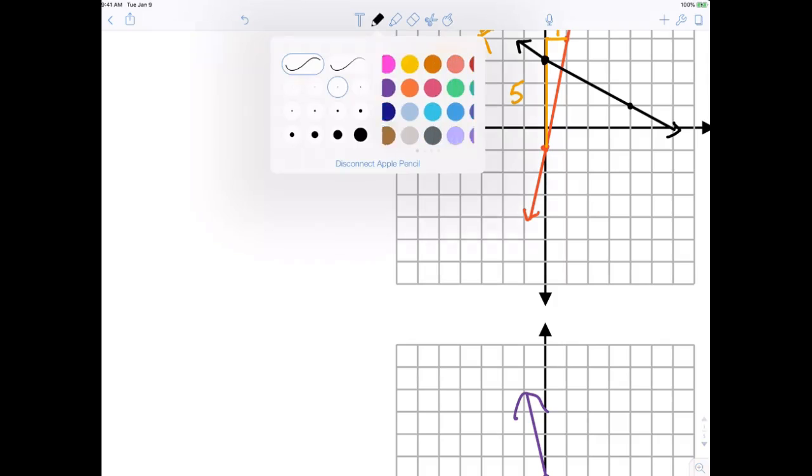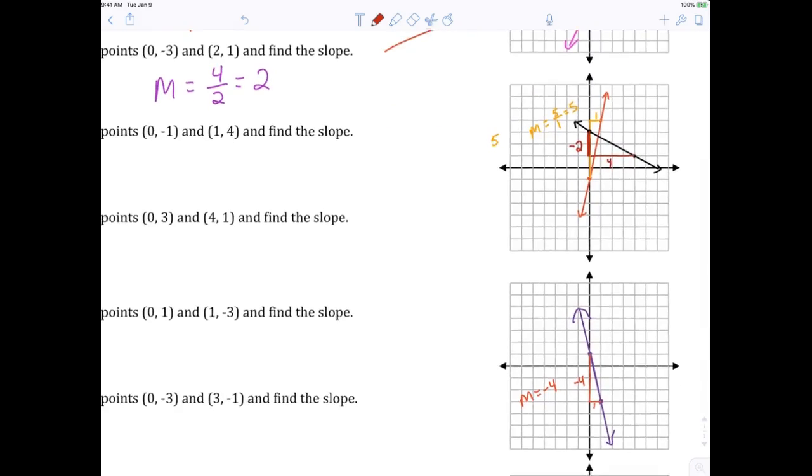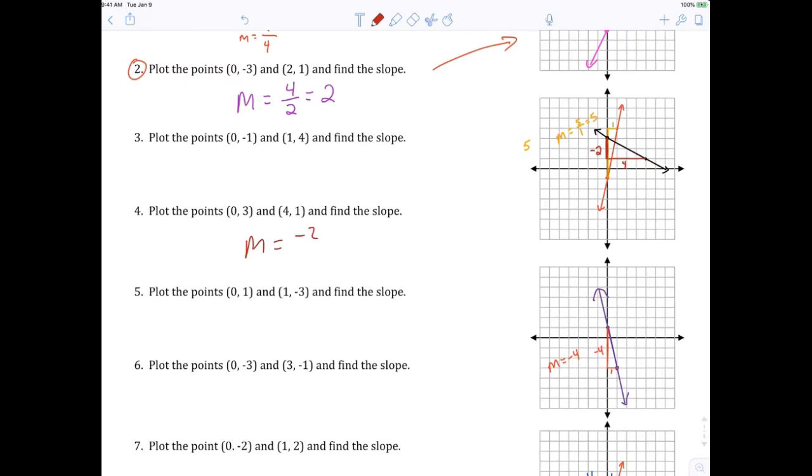So I'm going to come over here and change my color. So I went down, which is negative 2. Then I went over how many? 4, right? So that was 4, and this right here was 2. But don't forget it's negative 2. So the slope for that line is what? Negative 2 over 4, which is negative 1/2.